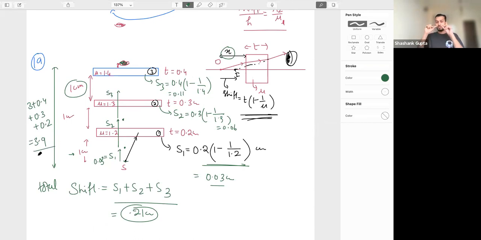The shift because of the 3 different slabs is happening in the same direction, and that shift is coming out to be this. So the shift happened in the upward direction. The total distance is 3.9. So the eye will see the final image at 3.9 minus 0.21.